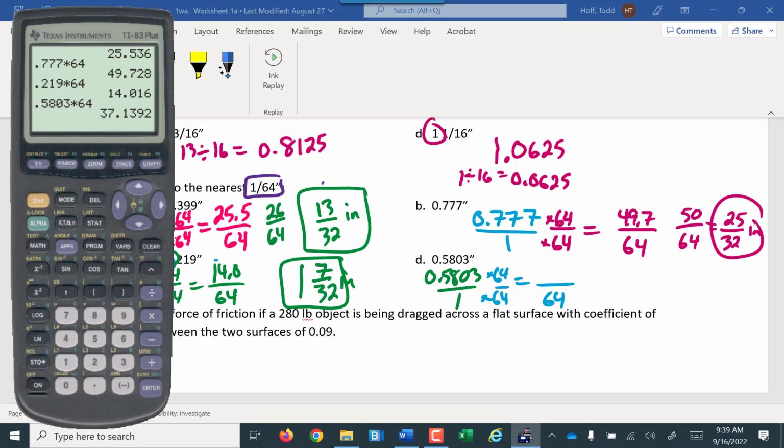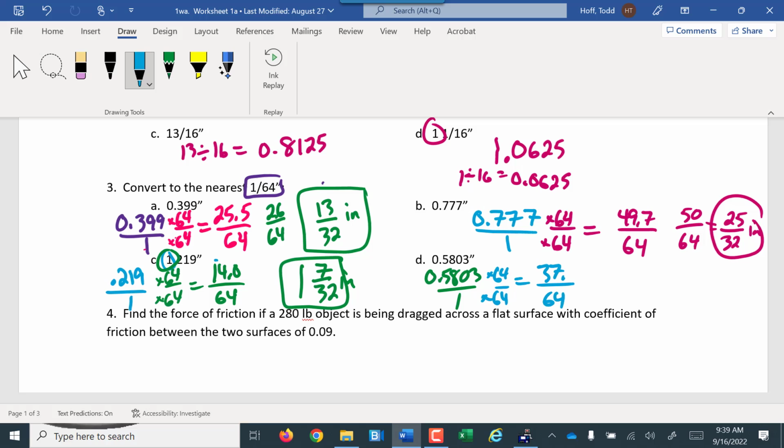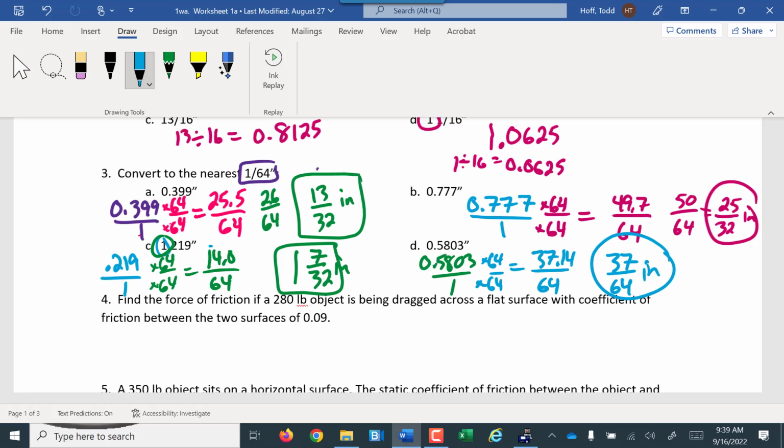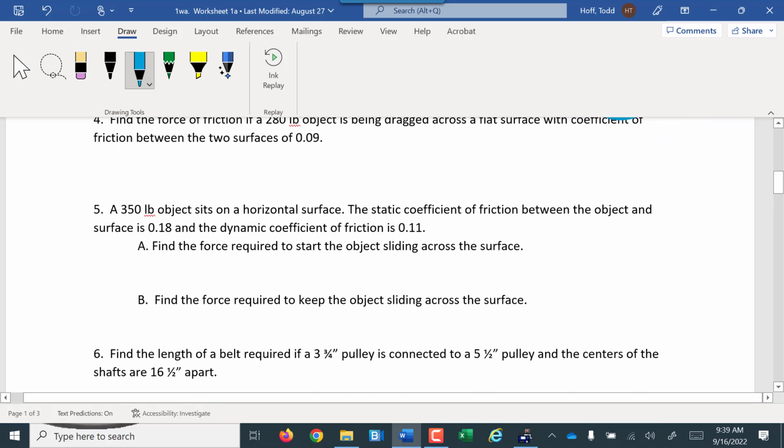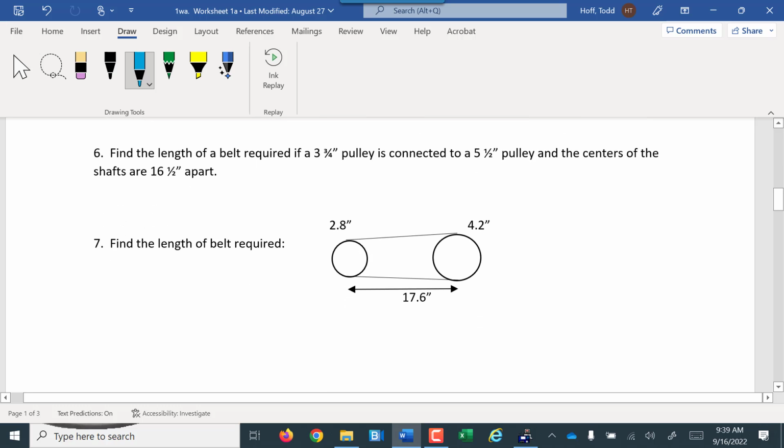And finally, the 0.5803 over 1 times 64. We're at 37.14, which is closest to 37. So that's just 37/64 of an inch. Any questions on any of those? Okay. So 4 and 5 are the fraction ones that I said we didn't have to look at. We'll come back to those later, actually.